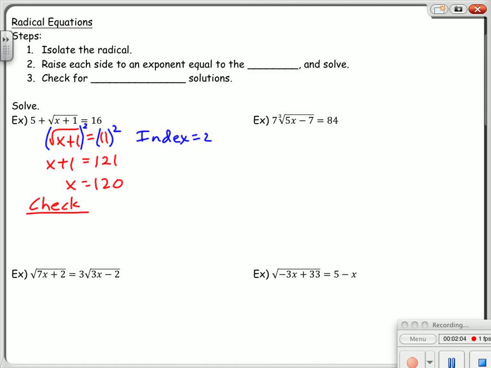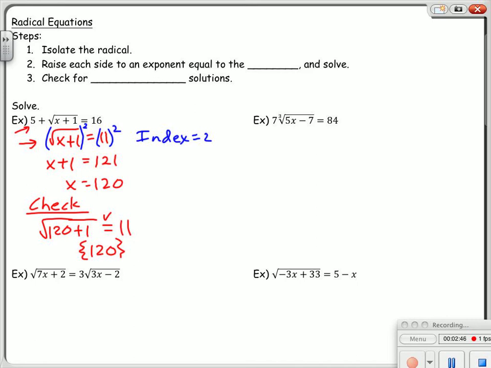When we check, we just substitute back in either here or here, anywhere before you raise both sides by the index of your radical. We have 120 plus 1 for our radicand, and we want to know, is that equal to 11 after we take the square root? It is. So in solution set notation, 120. Remember, first step, isolate the radical. You want to do that before you square, because then you're going to have to distribute your square root, and then you're going to make more of an issue in the example.